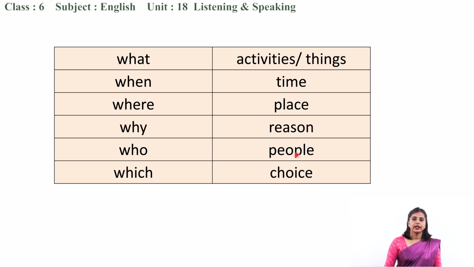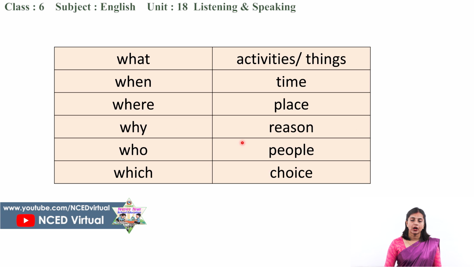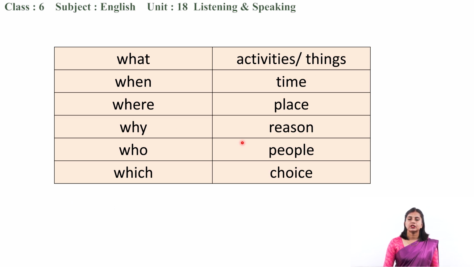Okay, the next is who, for people. Who is used to ask the question about people. Who is the president of Nepal? Okay, who is helping you? Okay, who do you live with? All right, who gave you this gift? So when you want to ask the question about people, we use the WH word who.